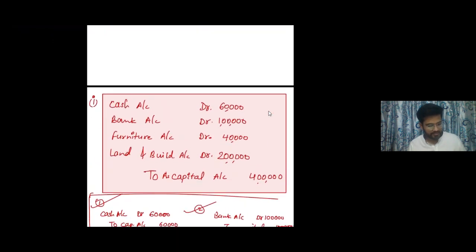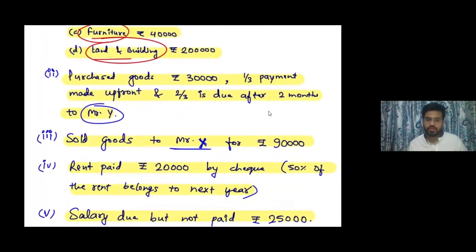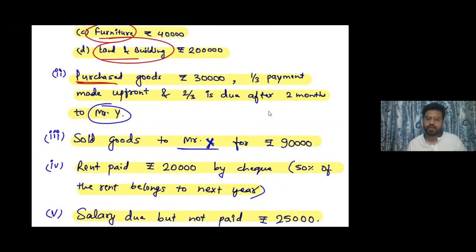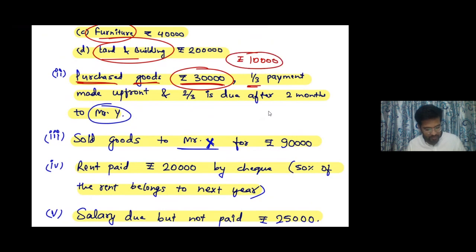Okay. Let's do the second transaction. So now we have purchased the goods worth rupees 30,000. One third payment, one third of 30,000 is how much? 10,000 rupees. 10,000 rupees has been made upfront. Payment has been made upfront. That is, it is paid right now. And two third, that is rupees 20,000, is due after 2 months to Mr. Y. It is due after 2 months to Mr. Y. So what shall be the journal entry?